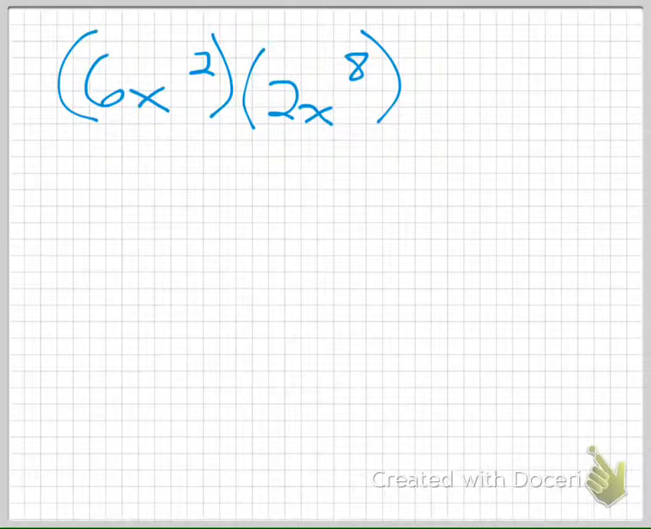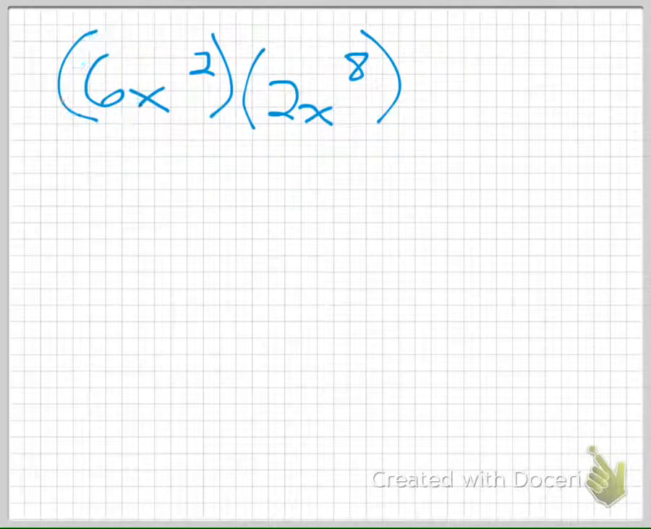You can multiply anything. You can't always add and subtract them, right? In order to add or subtract things, they have to have a common term, the same term. When you multiply, you do whatever you want, right?